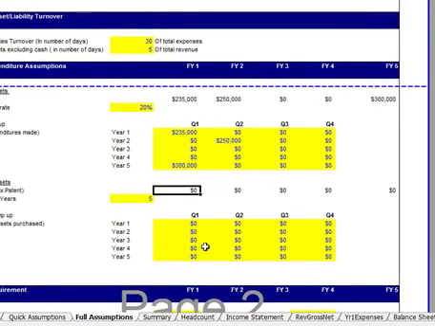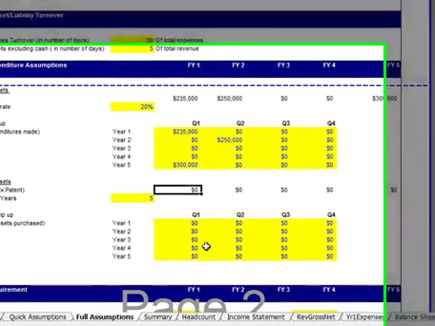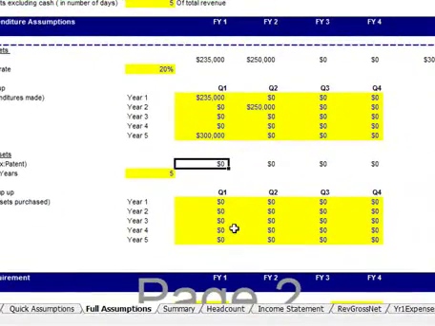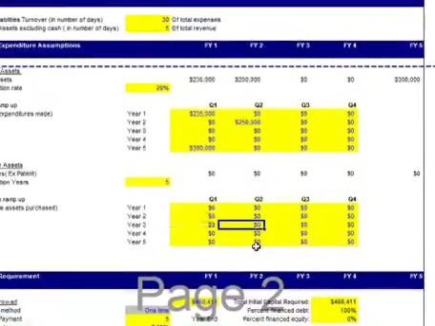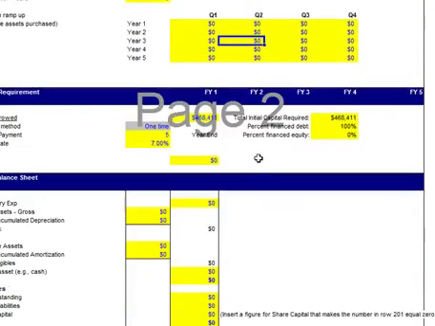Now we're into intangible assets, and most likely you're going to leave this blank, but this is if you have intangible assets like a patent, or if you're going to purchase intangible assets from somebody else, you just type in the amount of those purchases here.